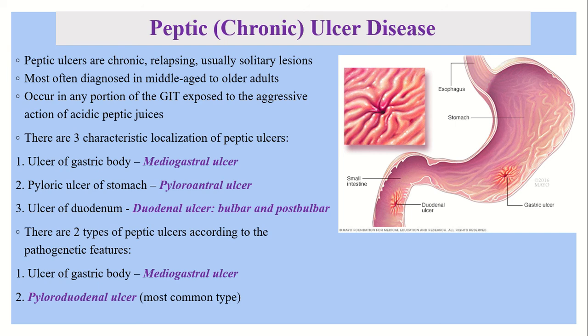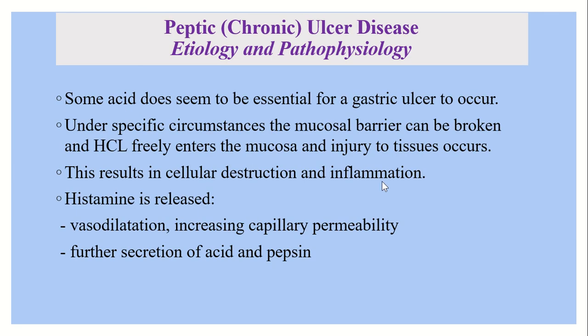And there are two types of peptic ulcer according to the pathogenetic features, that have different pathogenetic mechanisms. One of them is mediogastral ulcer, and the second one is pyloroduodenal ulcer, the most common types of ulcers.